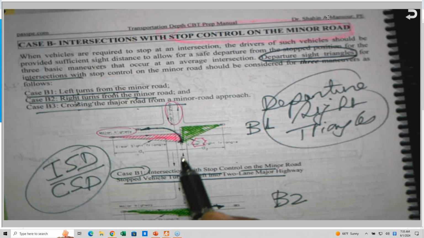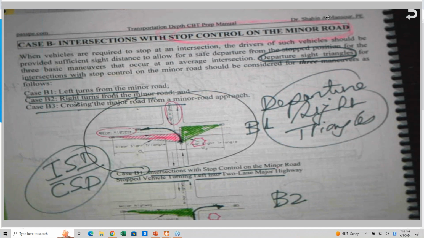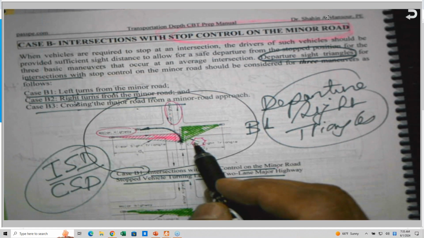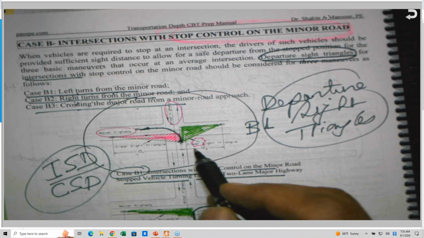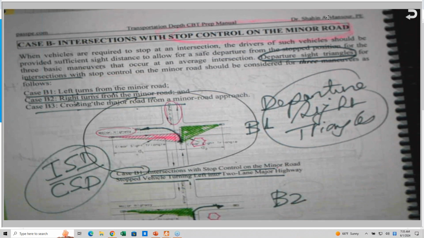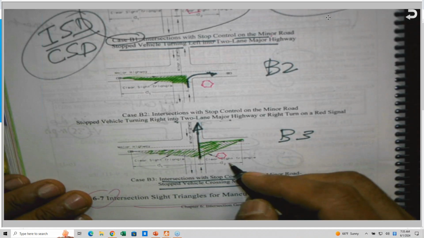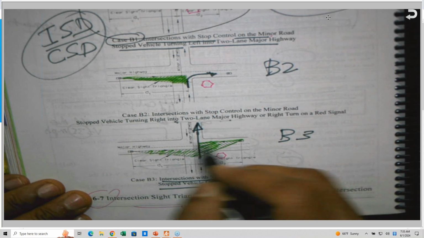This is a diagram to illustrate the case of B1, where the vehicle on the minor street has to come to a complete stop and is turning left. So I have two triangles, the green one and this one here. B2 is turning right, and B3, which I told you, is not in the case because you have a T intersection. That means that we cannot go through. In this case, case B3 is not applicable.